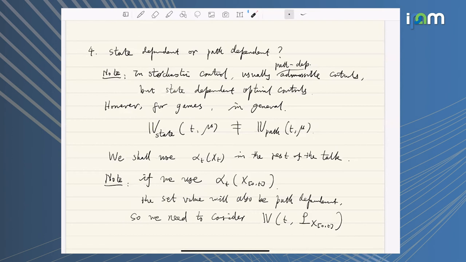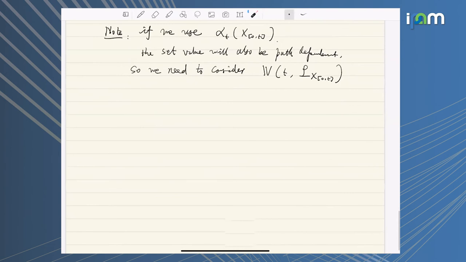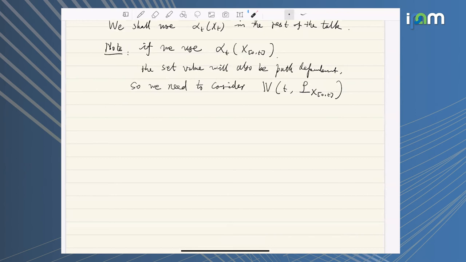Let me see. Do I want to explain? I have 10 minutes, maybe. I was thinking, should I explain why they can be different? Let's skip that. I still have quite some material here. If I move fast, I may come back to explain why they are not equal. There's a simple explanation, and it's mainly due to the non-uniqueness. You always have multiple equilibriums, multiple values. If it's unique, there's no such issue.